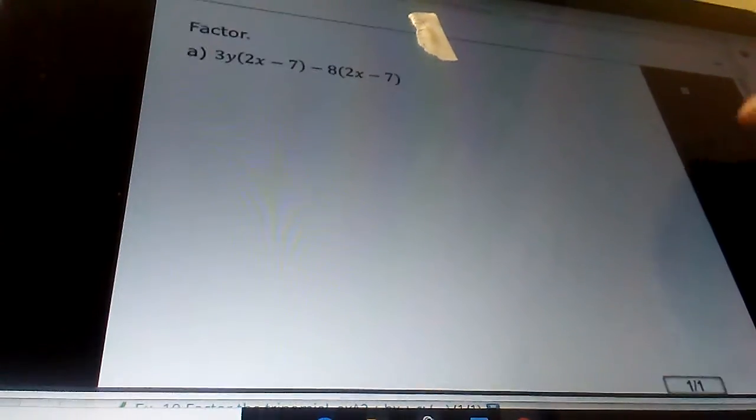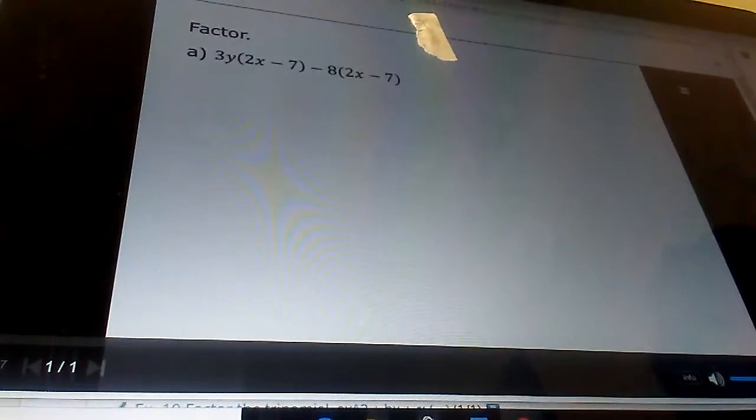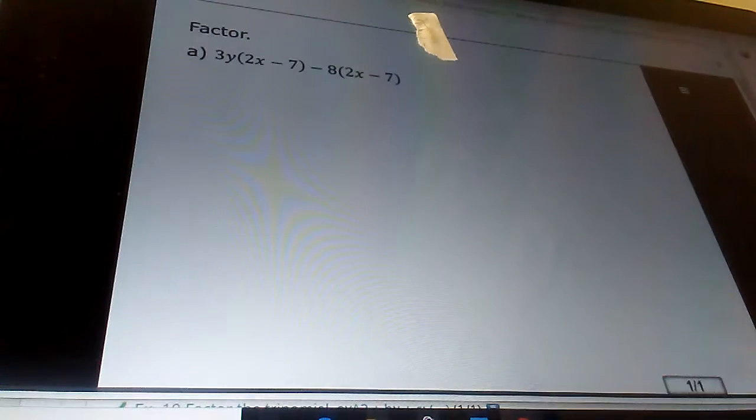In part A, we want to factor this polynomial. Notice that the polynomial is the difference of two terms, 3y times (2x minus 7) and 8 times (2x minus 7). Look at each of these terms and decide what the two terms have in common. The two terms both have the factor 2x minus 7, so we'll write the common factor. The other factor is the difference of the remaining factors in each term, 3y and 8. We've written the difference as a product, so it's now factored.